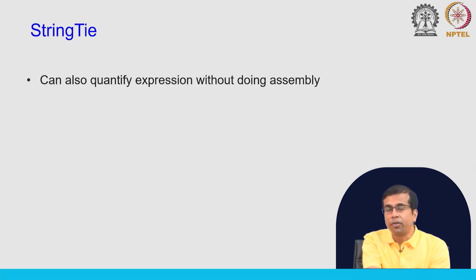Now, StringTie can also quantify expression without doing any assembly. You can say, we do not do any assembly, just quantify based on the data that is present, because we are giving the alignment map. So, you can simply say just quantify, and you will see there are tools that will not do assembly, they will simply go through mapping and then quantification, without doing any assembly.